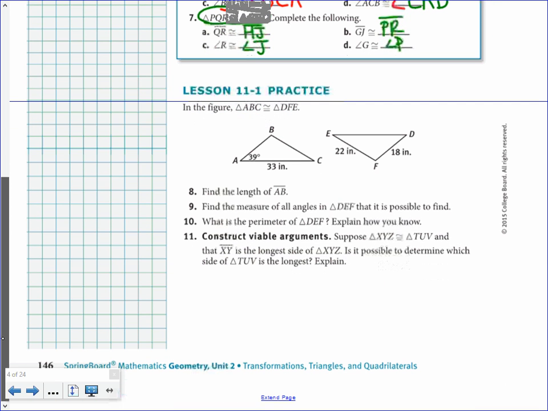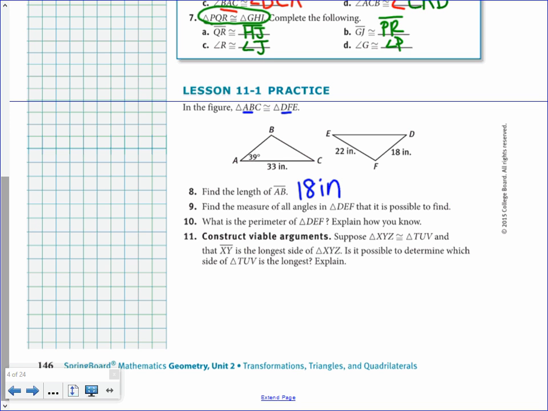So now let's look at the lesson practice. We want to find the length of AB. So if you look here, AB corresponds to DF. So we know, based on the figure, that DF is 18. So that means that AB is also 18 inches.